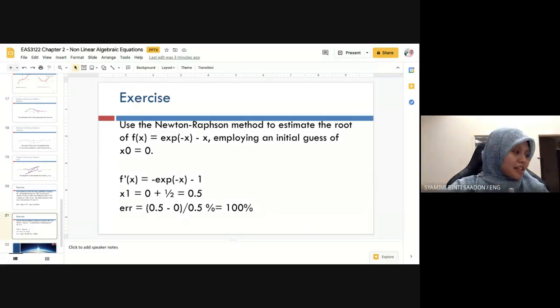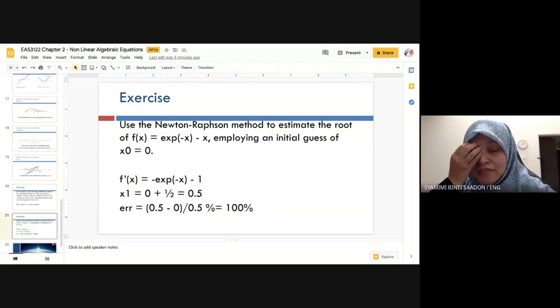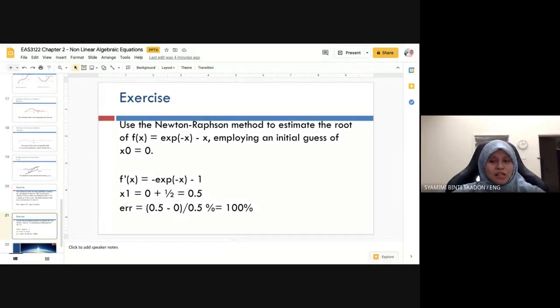So x3, I think last one x3. Now, okay, maybe check your derivation. So last round x3, how much? 0.5 what?